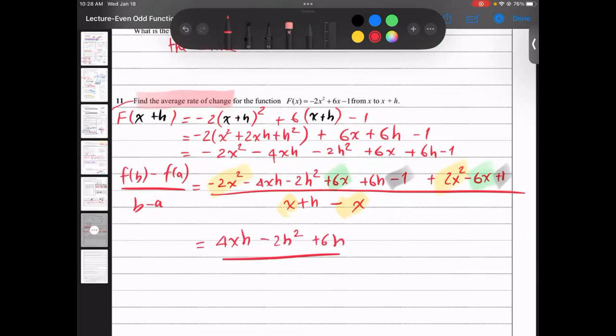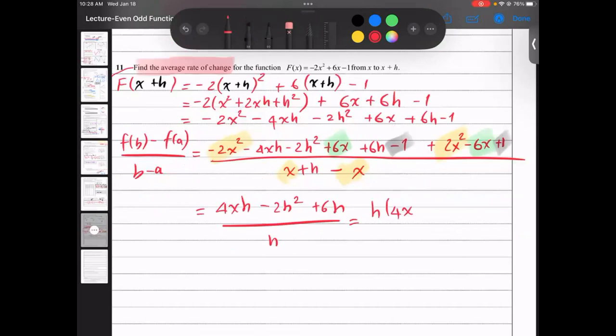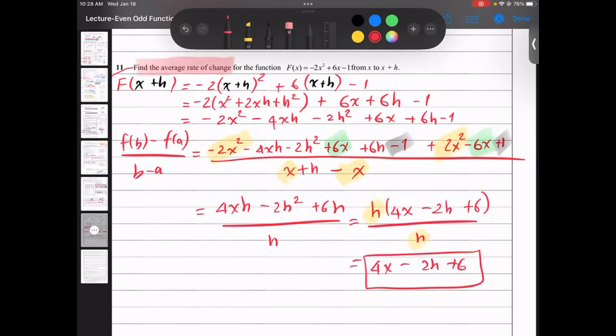Can I factor out the h? Negative 4x minus 2h plus 6, divided by h. And then the last cancellation: negative 4x minus 2h plus 6. For these kinds of problems, you should not have h on the bottom. That means you're doing it right. You try, and then we're done.